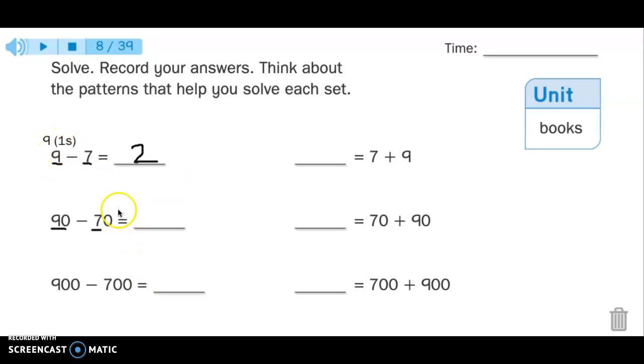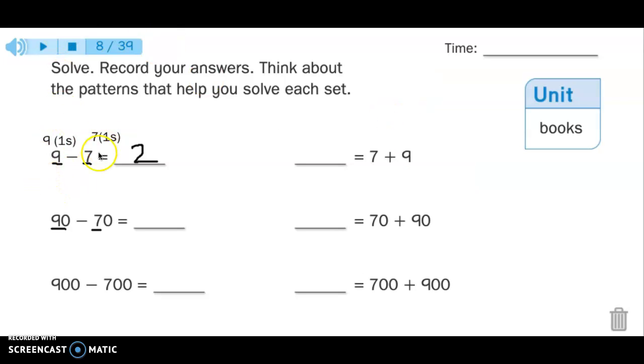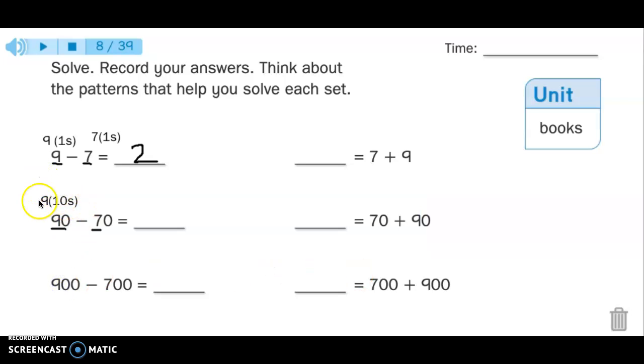Think about it as 9 ones. So how many ones is 7? Well, 7 would be 7 ones, right? 7 little cubes. 9 ones and 7 ones. If I have 9 cubes and I take away 7 cubes, I have 2 left. Well, think about if I had 9 tens, right? Because if I counted 10 9 times, 10, 20, 30, 40, 50, 60, 70, 80, 90. That's 9 tens. I counted by 10 9 times and I got to 90.